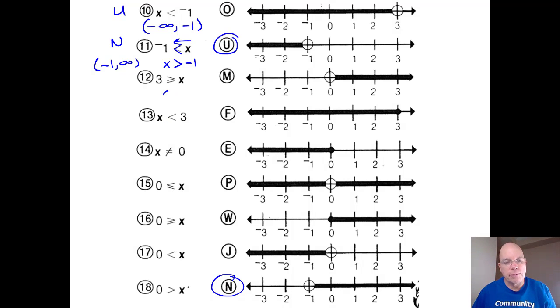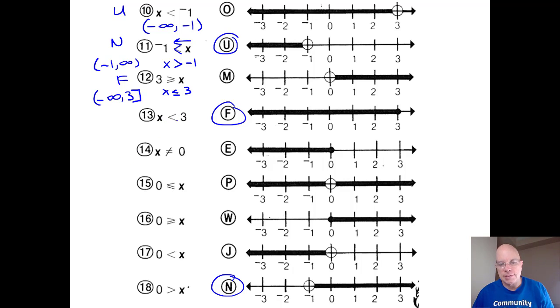This one can be rewritten as x is less than or equal to positive 3. Look at positive 3. I'm looking for a solid dot because it is included, and then an arrow to the left. And that's f. That solution set starts at negative infinity, goes all the way to 3, and includes the 3. So bracket on the 3, parentheses on infinity.